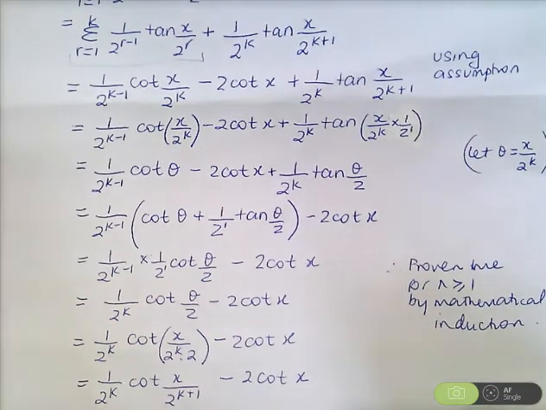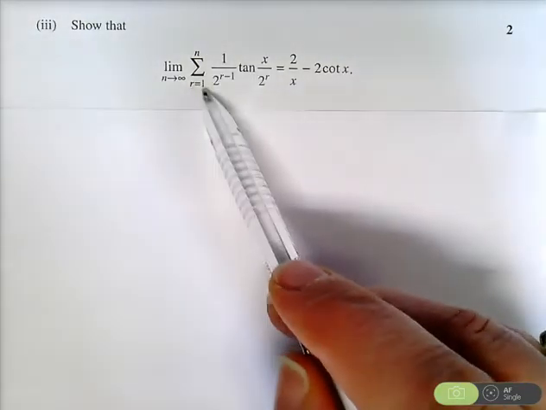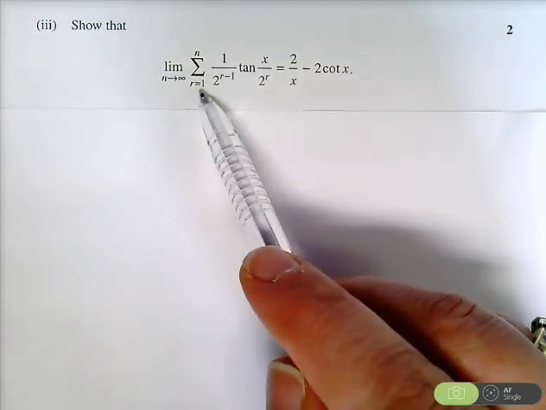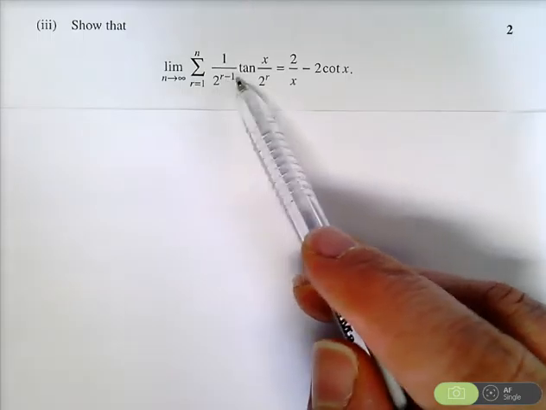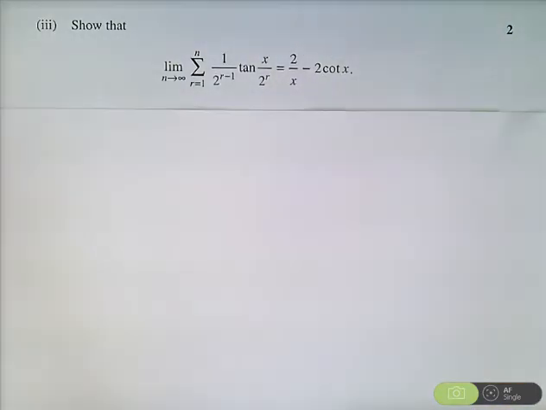Okay, that's the end of part 2. Part 3 of the question: show that the limit as n approaches infinity of the sum from r equals 1 to n of 1 over 2 to the power of r minus 1 times tan of x over 2^r equals 2 over x minus 2 cot x.